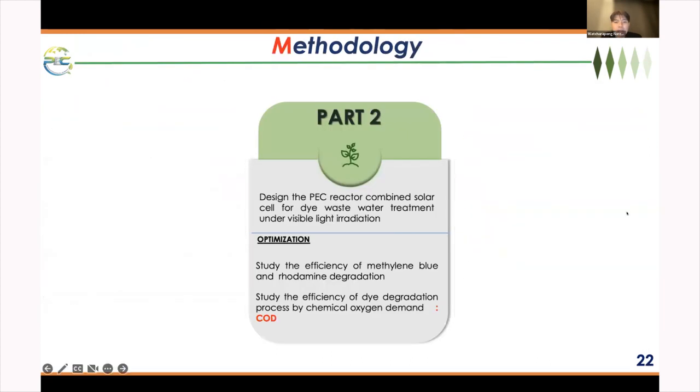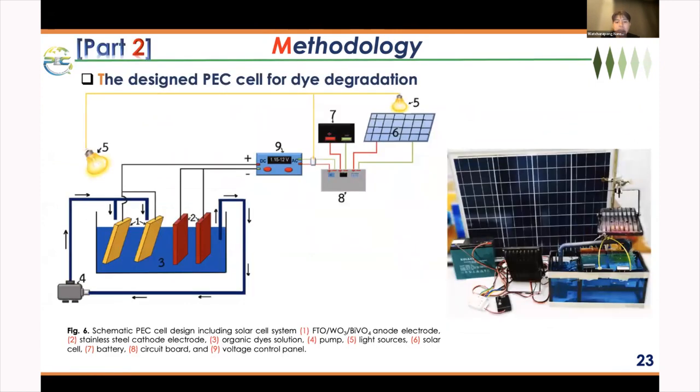And next, the second part is the design of the photoelectrocatalytic reactor combined with a solar cell. This slide shows the designed photoelectrocatalytic cell prototype for organic dye.